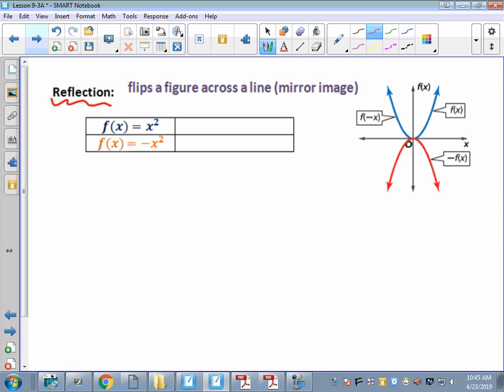So in this case, if a is positive, then it's going to open upward. And then we know, again, if a is negative, then it's going to open down.